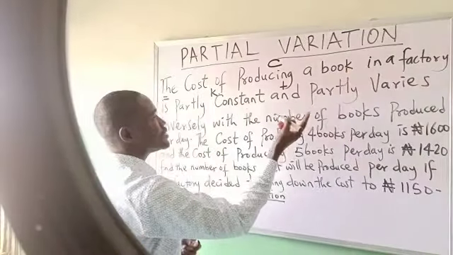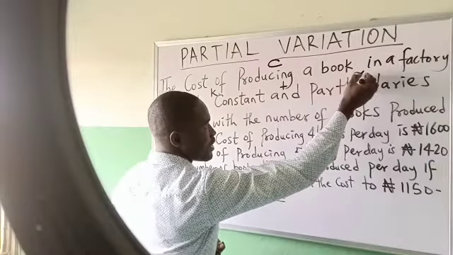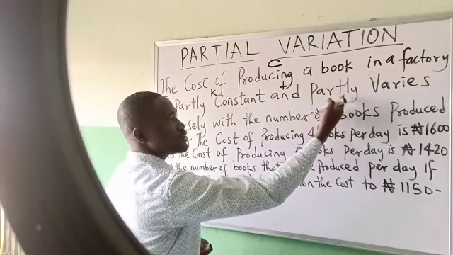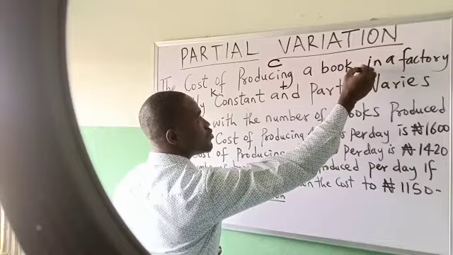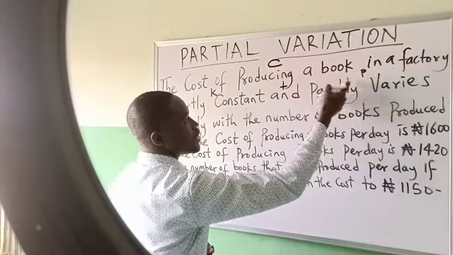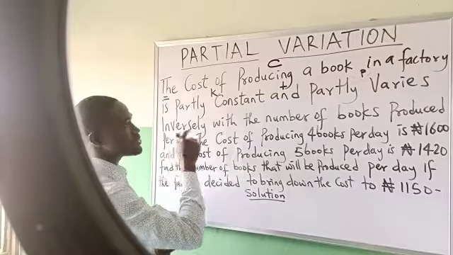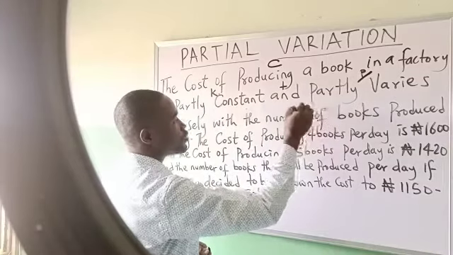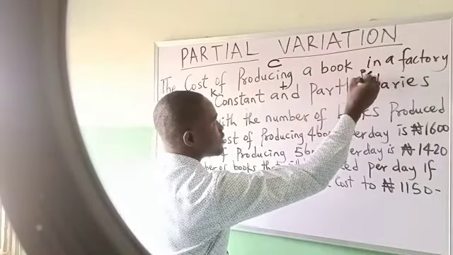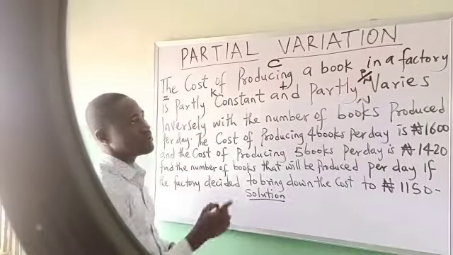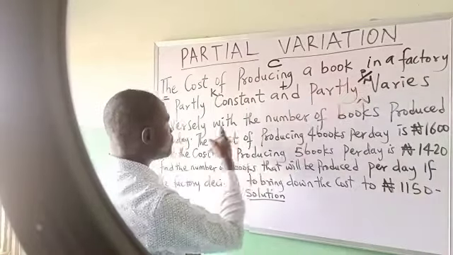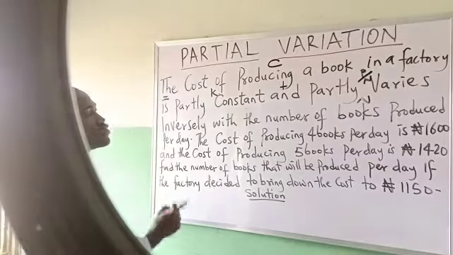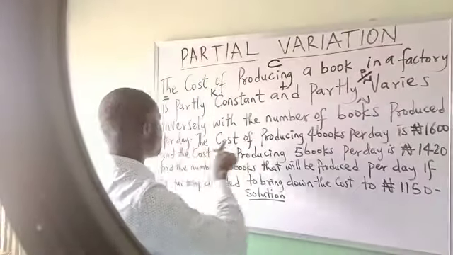Because they say Patri varies, the implication is that I will use another letter to denote another constant. Let's say I use P. P is a constant. Patri varies inversely with the number of books. The number of books, I denote it with N. It means varies inversely with N. So you have P over N to be Patri varies inversely with the number of books produced per day. So N means the number of books produced per day.